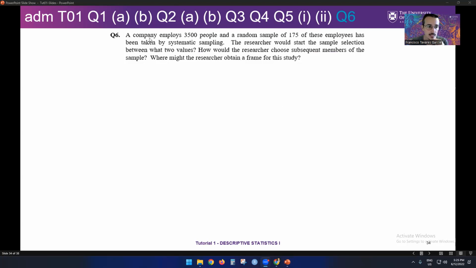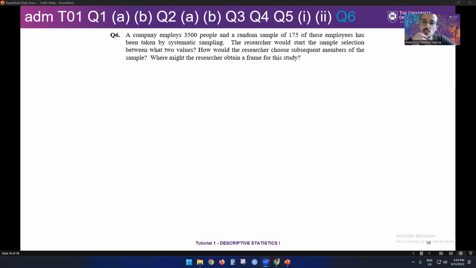Then the last question, question 6. A company employs 3,500 people, and a random sample of 175 of these employees has been taken by systematic sampling, our last item in the previous question. The researcher would start the sample selection between what two values? That's the question.